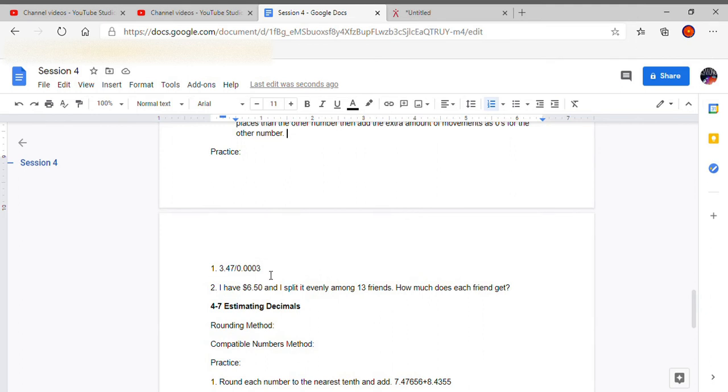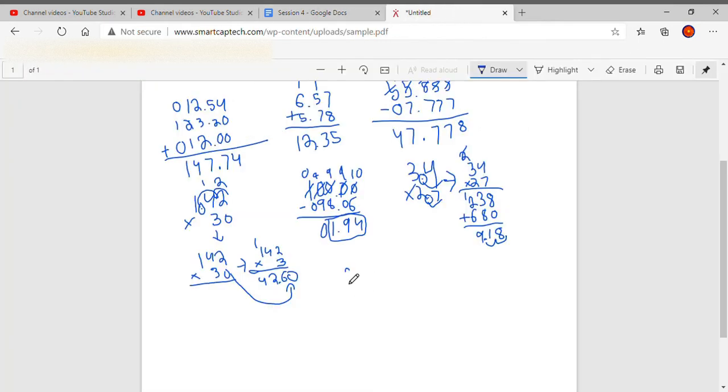So I'm going to do the first one with you. So 3.47 divided by 0.03. So, no, sorry, there's 2 zeros here. So 3.47 divided by 0.003. So let's move it to get rid of it. So here, move it once and twice. So 347. Then here, when we move it twice, we get 1, 2. But it's still 0.3. So we're going to have to move it a third time.